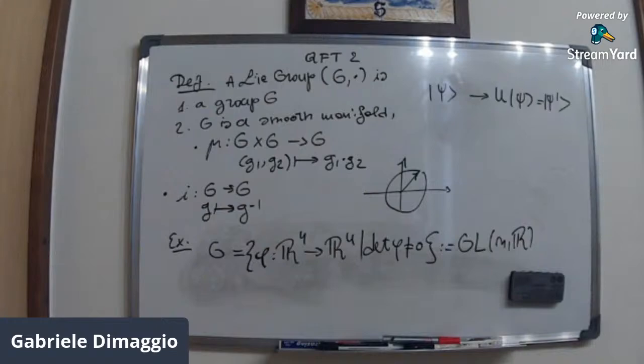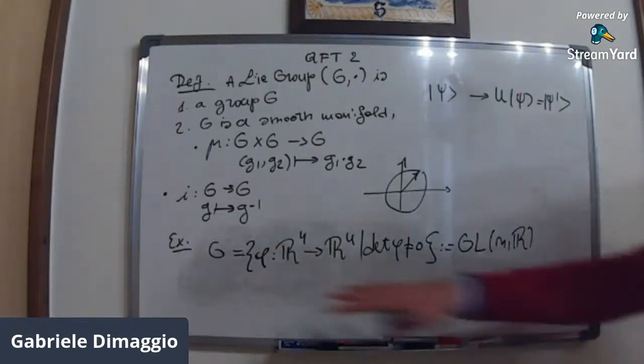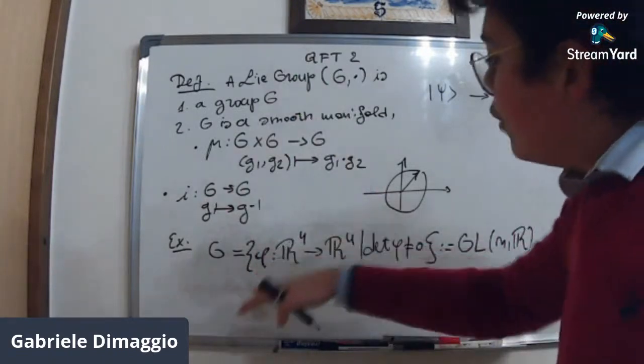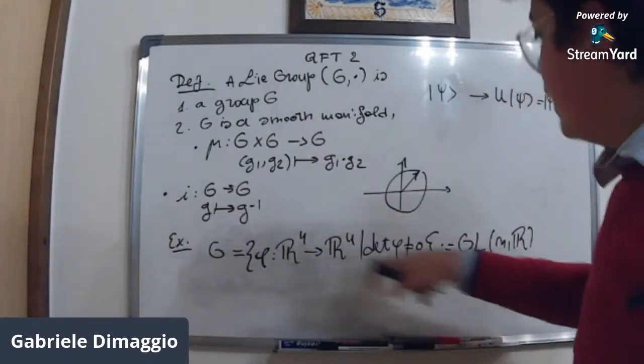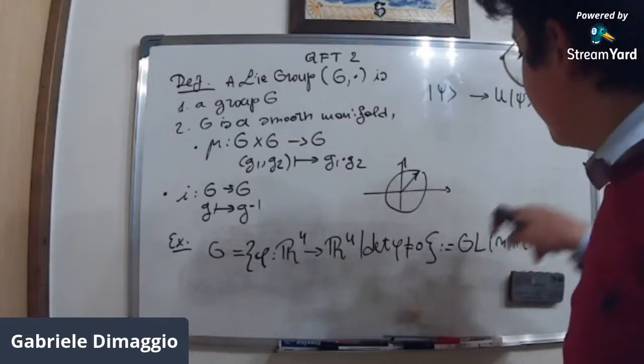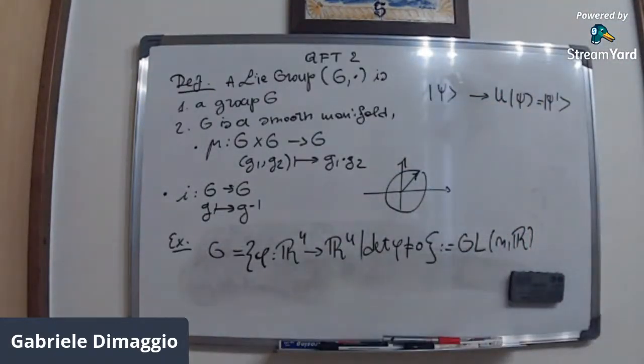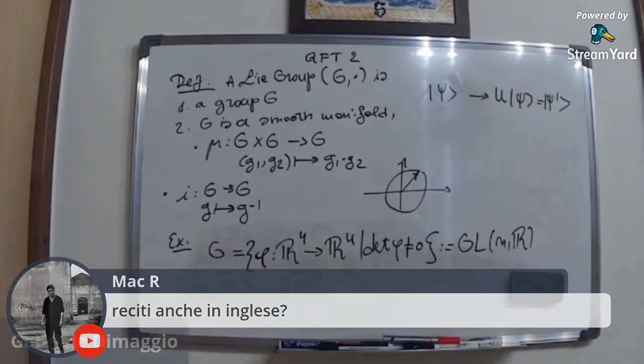Perfect. So this is the Lie group of the set of every function of this kind. Okay, so this is the general linear group. Okay, what does it mean?